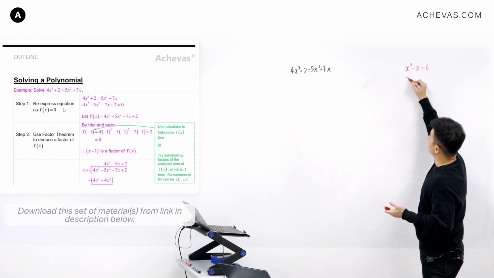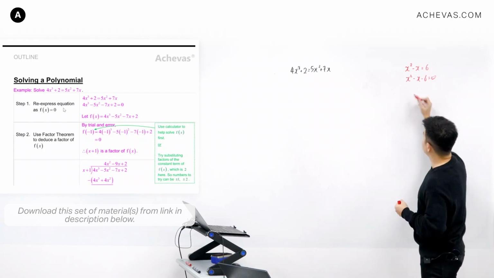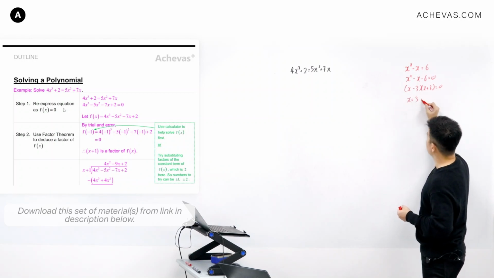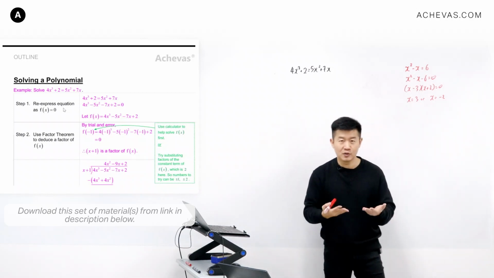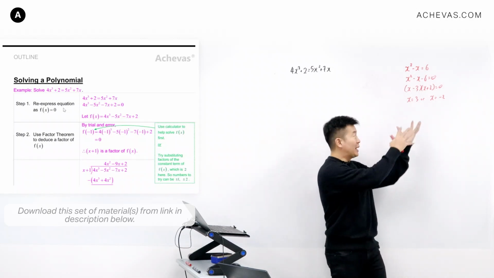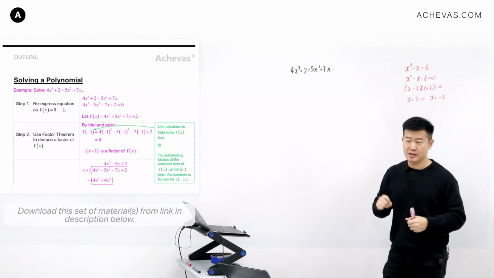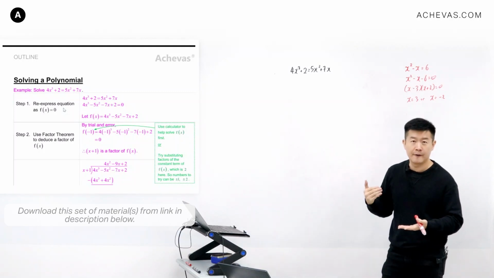I'm going to bring everything over to one side. Then I will factorize it. Then this tells me that x minus 3 must be equal to 0, so x must be equal to 3, or x plus 2 must be equal to 0, so x is equal to minus 2. So this is the process that we have been using to solve a quadratic polynomial. I'm going to import and apply this to the cubic polynomial that we are seeing here. It is also applicable to a quartic polynomial, which is to the power of 4, and so on.